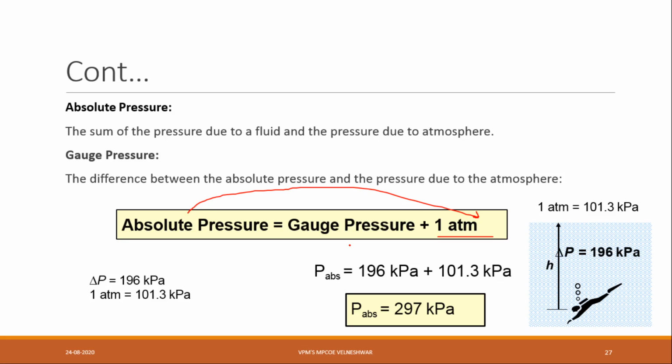Now if you see here, absolute pressure P_abs is equal to, here he has given us the gauge pressure value 196, plus atmospheric pressure 101.3, so P_abs is equal to 297 kPa. Okay, now P_abs is there. Now we can get the gauge pressure, so gauge pressure is 196.